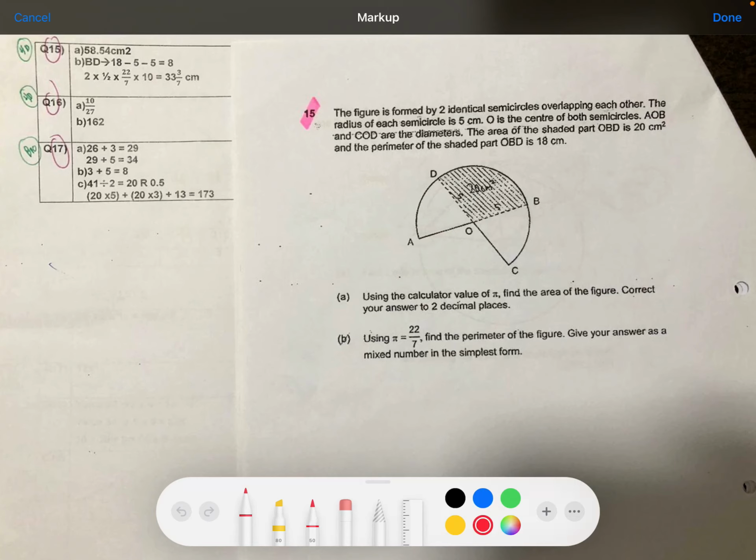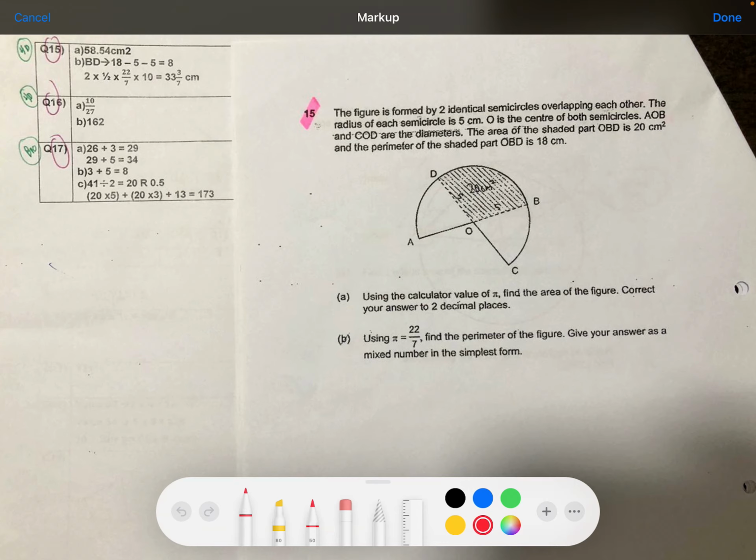Okay, so this is a question of two semicircles overlapping. For this kind of question regarding area and perimeter, usually they will break into two parts, right? One will be the area, the other one will be the perimeter. So what you can do is, you have two semicircles, right? Two semicircles equals one circle. You might want to find the area of one circle first.